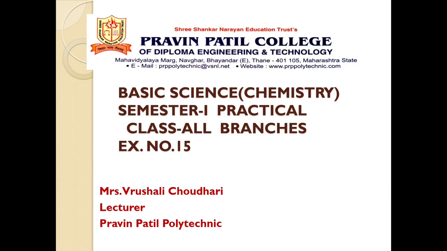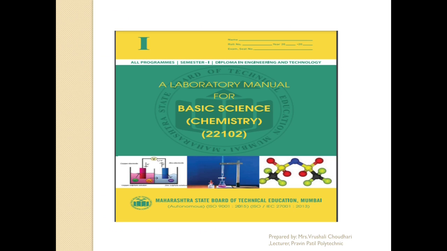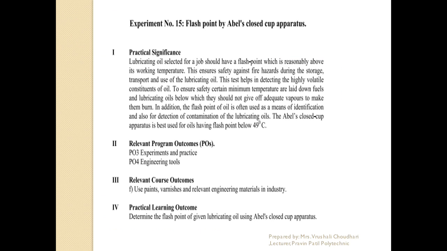We are going to learn basic science, chemistry practicals today. Experiment number 15. What is experiment number 15? That is to determine flash and fire point by the Abel's closed cup apparatus. What is the flash point? A temperature at which it gives a flame for less than 5 seconds is called a flash point.